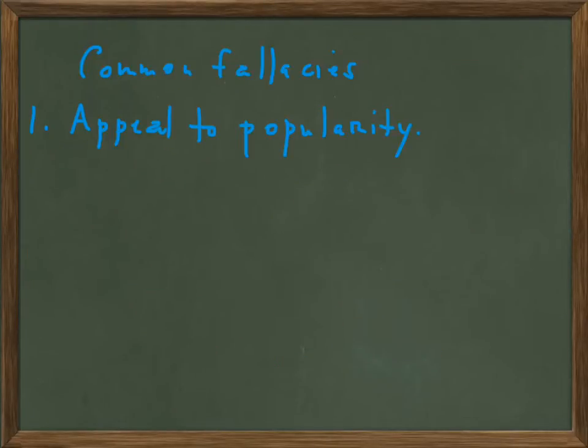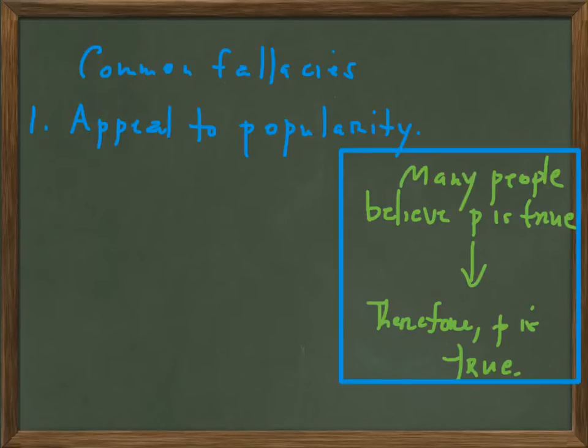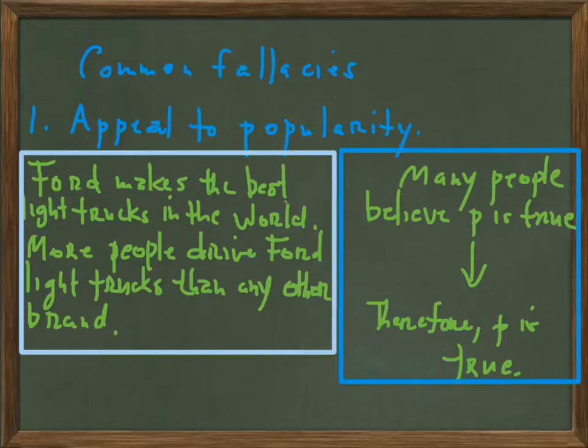The first fallacy that we're going to look at is called the appeal to popularity. The appeal to popularity has this form: because many people believe conclusion P is true, that makes it valid that P is true. So let's look at an argument that is invalid because it is of the appeal to popularity type. We see this ad on the television, maybe in slightly disguised form, but it goes like this: Ford makes the best light trucks in the world. More people drive Ford light trucks than any other brand.